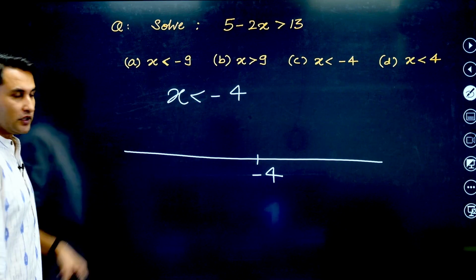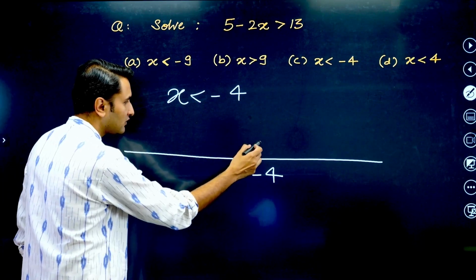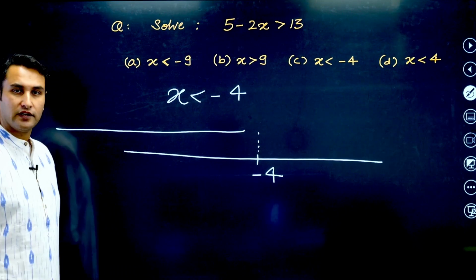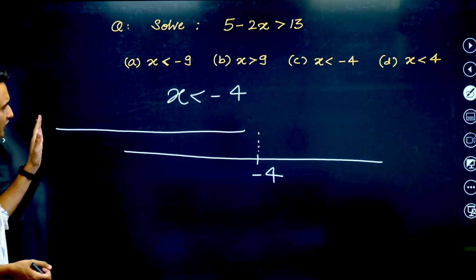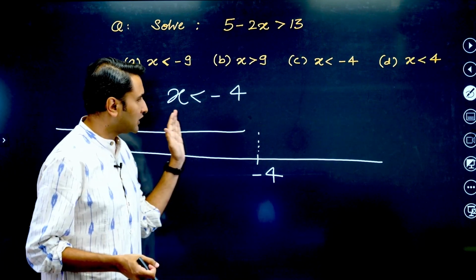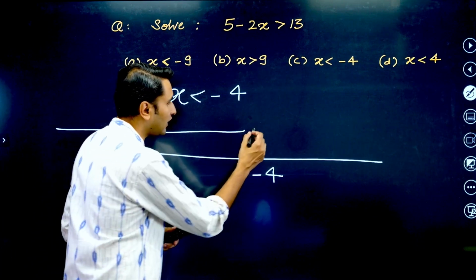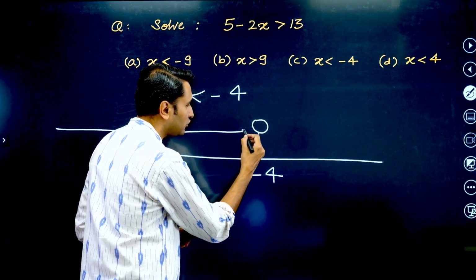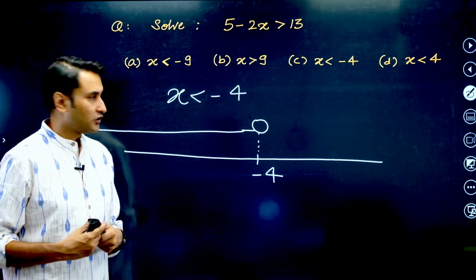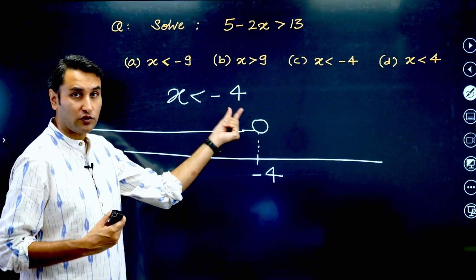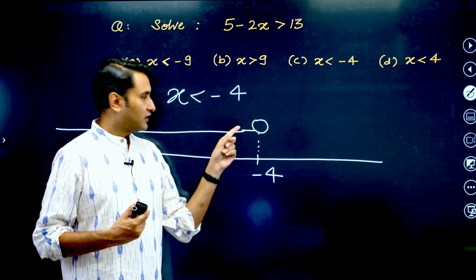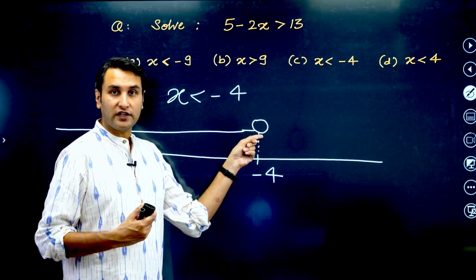X less than minus 4 means all the numbers which are less than minus 4, right? In other words, from minus infinity, extreme negativity, keep on coming. You can come till minus 4, but you should not include minus 4, right? Is x equal to minus 4? No. Should I fill this? No. What is it? Open.